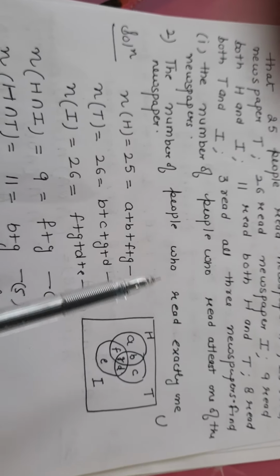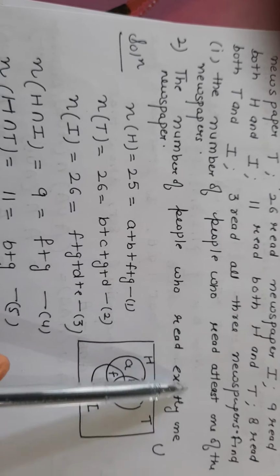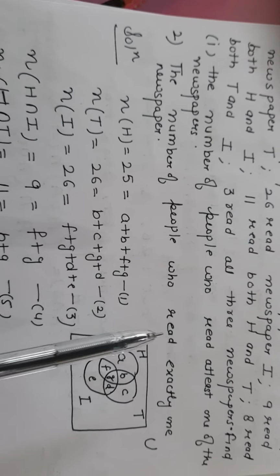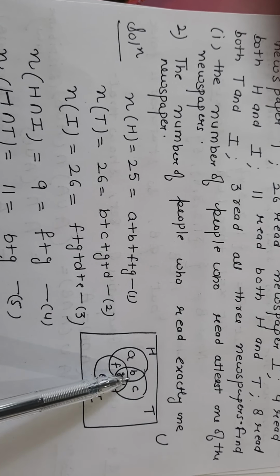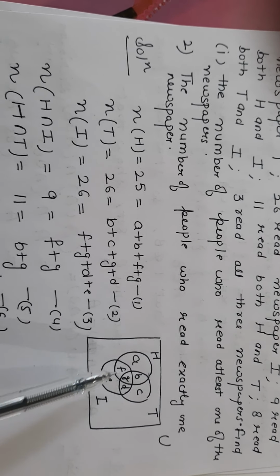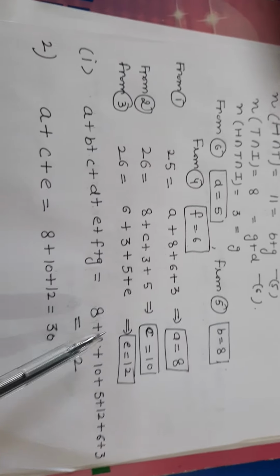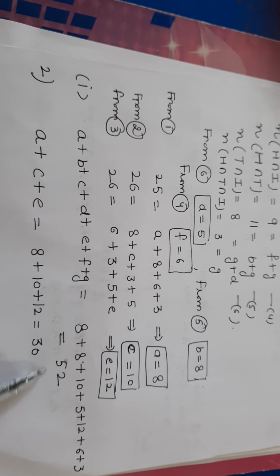Now in first part you have to find the number of people who read at least one of the newspapers. At least means either 1, 2 or 3. So your answer will be A plus B plus C plus D plus E plus F plus G. Put all values here. Your answer will be 52.